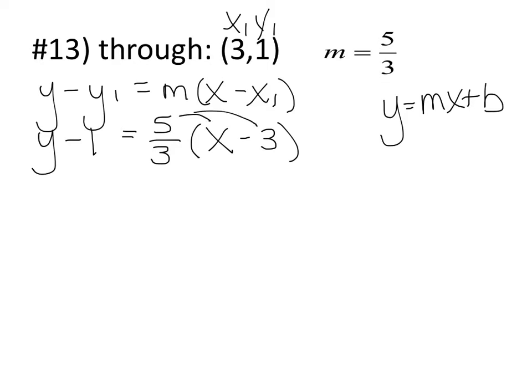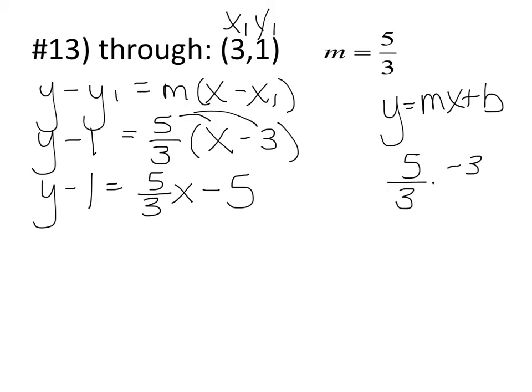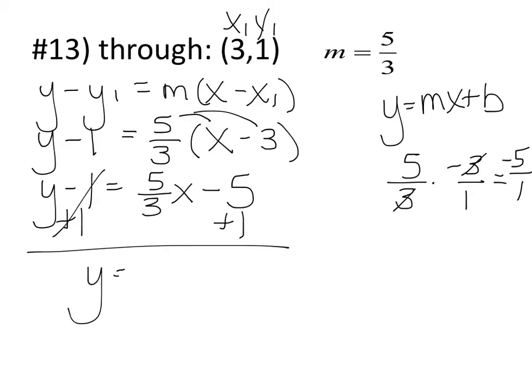So you're going to distribute your 5/3, y minus 1 equals 5/3 x minus 5, because 5 over 3 times negative 3 over 1. These 3's cancel, leaving you negative 5 over 1. Then I'm going to add 1 to both sides to isolate my y, leaving me y equals 5/3 x minus 4.